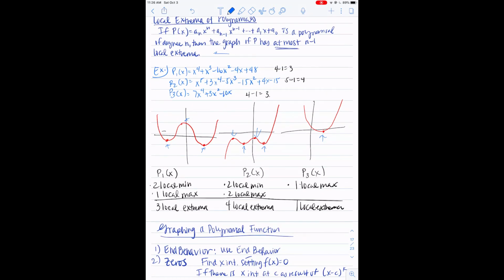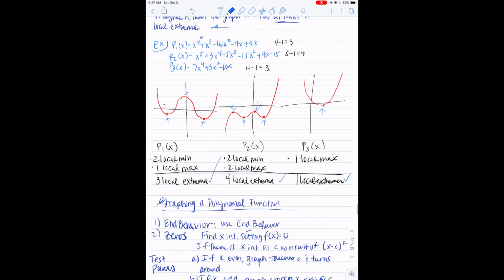So let's apply what we just learned. For P1 of x, our highest degree is 4, so we could have at most n minus 1 local extrema. 4 minus 1 equals 3, and yes, we have 3 local extrema. That checks out. For P2 of x, x to the 5th is our highest degree n, so 5 minus 1 equals 4. We could have at most 4 local extrema, and that checks out. And for P3 of x, our highest degree is 4, so 4 minus 1 is 3. We have at most 3 local extrema, so 1 checks out because it can't be more than 3, and 1 is less than 3.